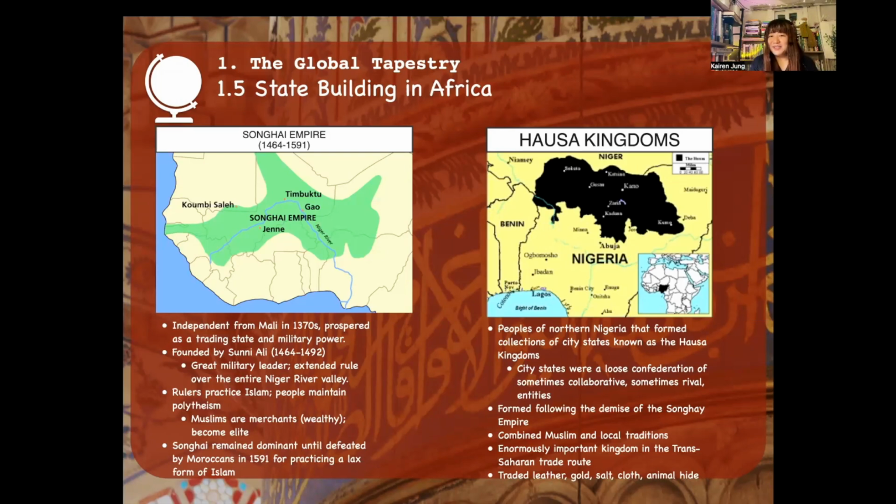Now let's look at the Hausa Kingdoms. The Hausa Kingdoms are a collection of city-states that were formed by peoples of northern Nigeria. These city-states were a loose confederation of sometimes collaborative, sometimes rival entities, as city-states do, like in the Maya, for example. They were formed following the demise of the Songhai Empire.